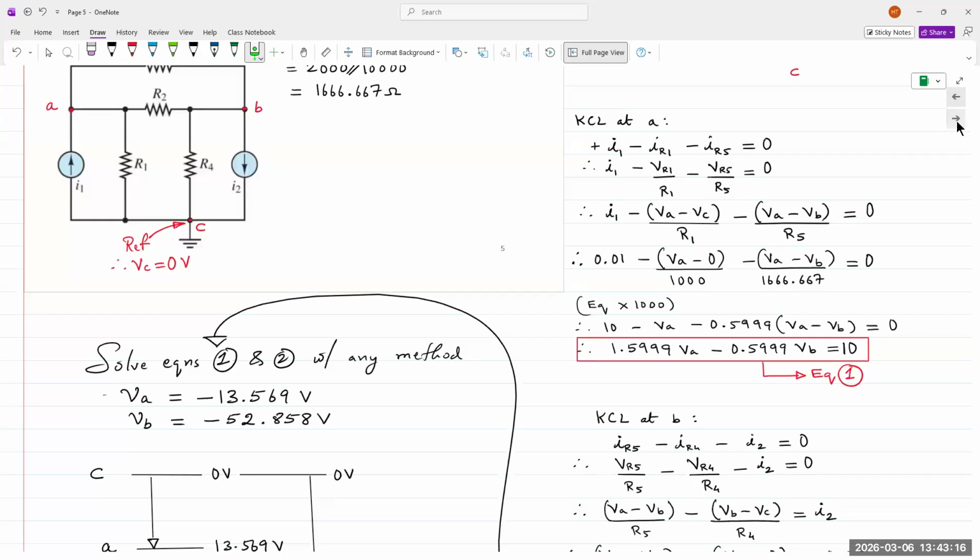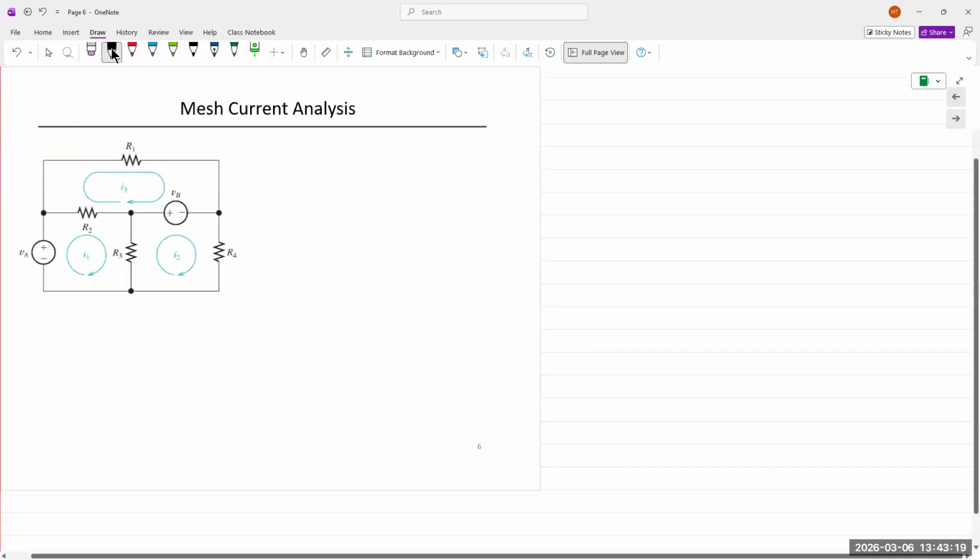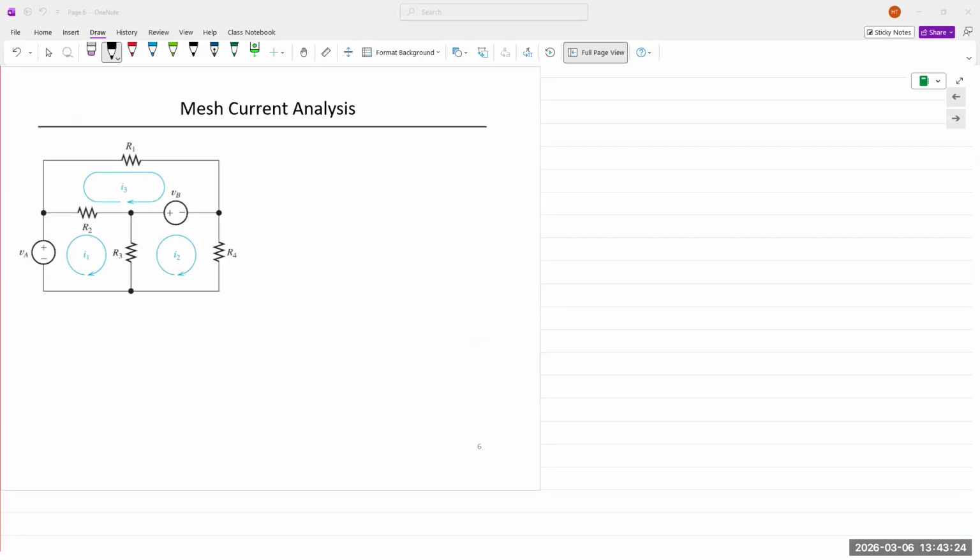All right, so that's node voltage. Let's go to mesh current analysis. The first thing you have to understand is that mesh currents are completely different from branch currents. Branch currents are the actual currents that are flowing through the circuit branches. But mesh currents are not real. They are hypothetical. They are purely theoretical, simply for the purposes of analysis. So mesh currents are not real. Okay, and I'll explain why.